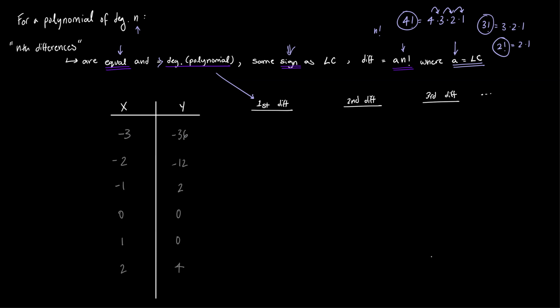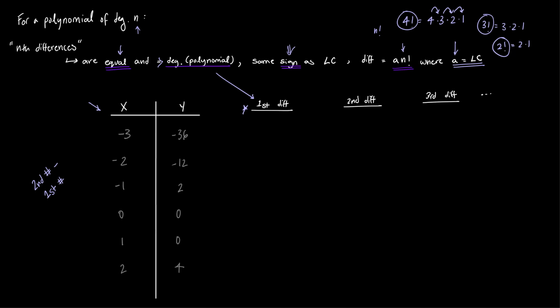So let's take a look at this example here. We're given this chart, this table of values of x and y values for some polynomial function. And we're going to try to find the nth differences to determine some information about this polynomial. So let's go ahead and start by finding the first differences. So all we're going to do is we're always going to end up doing the second number minus the first number.